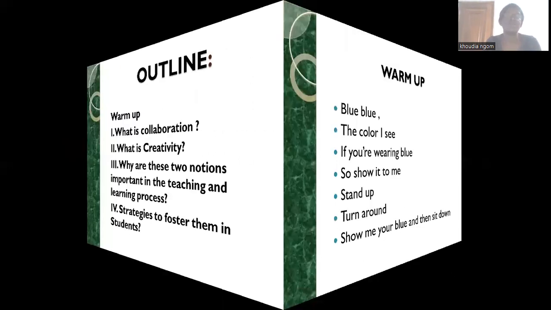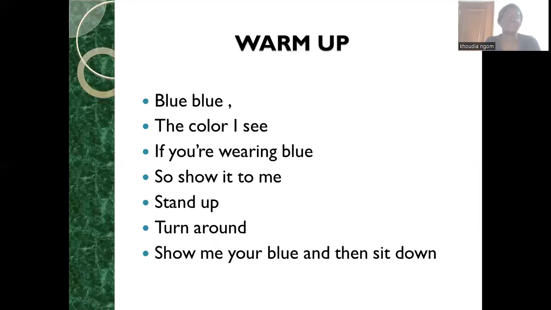Right. Now, as a warm-up activity, I want everybody to put the camera on. I know I'm not good at singing, but this is a song I really love because I learned it somewhere from a teacher. He will recognize himself, I'm sure. So I'm not good at singing, but I will try.